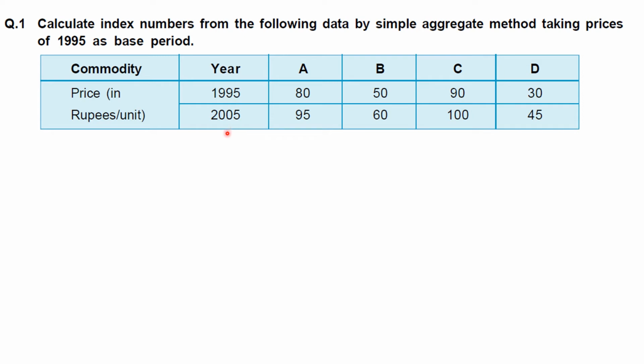The price of commodity A in 1995 was 80, commodity B in 1995 was 50, then commodity C 90, commodity D 30. Then the price of commodity A in 2005 is 95, for B it is 60, C 100 and D 80. We need to find the index number using simple aggregate method.